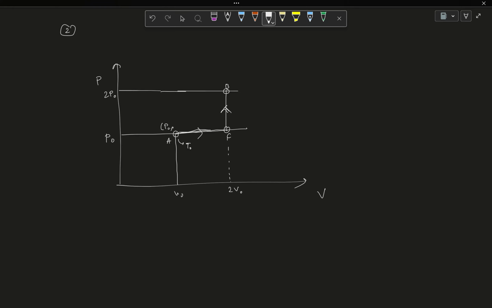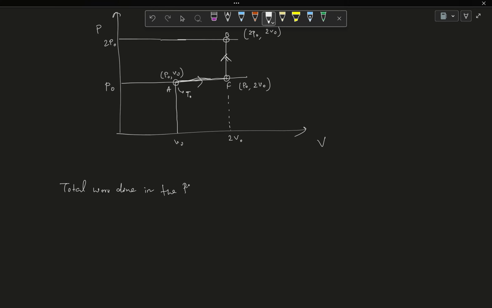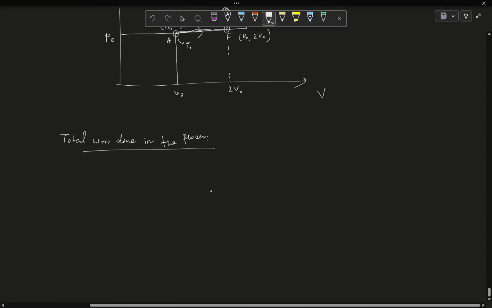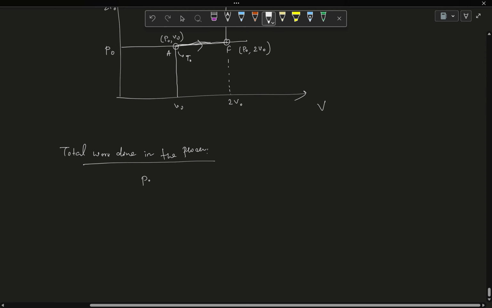Now first of all, we'll calculate the total work done in the process. So as I mentioned to you earlier, work done is basically a path function. So work is basically a path function, right?